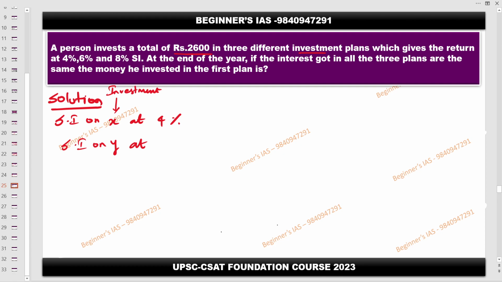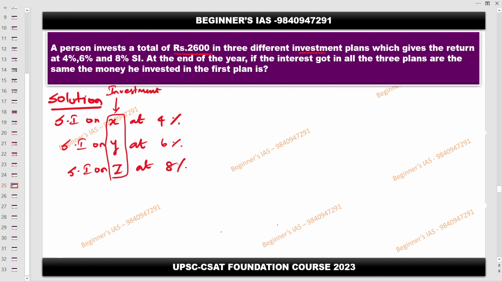So you are investing some rupees at 4% and some other amount at 6%. Then you can take this as y. Then simple interest on z at 8%. But if you add x plus y plus z, that amounts to 2600. Clear? The total amount of this investment, whatever the amounts x, y, z, if you add everything, is going to be rupees 2600.